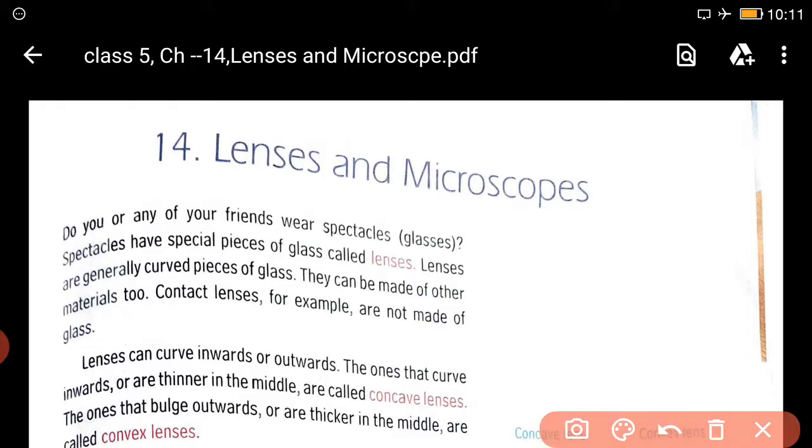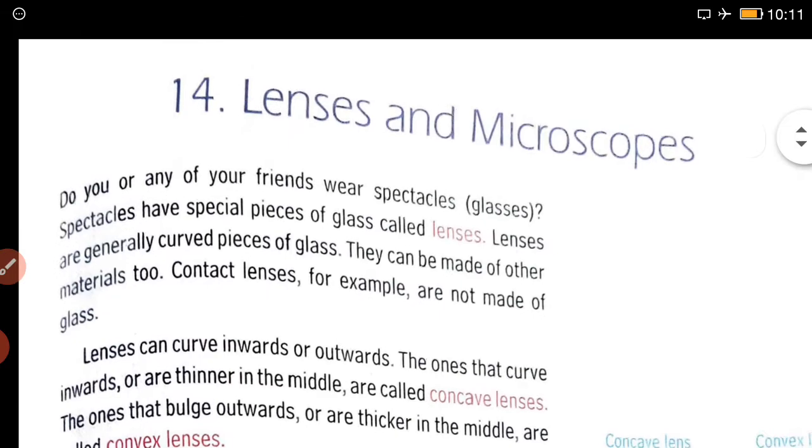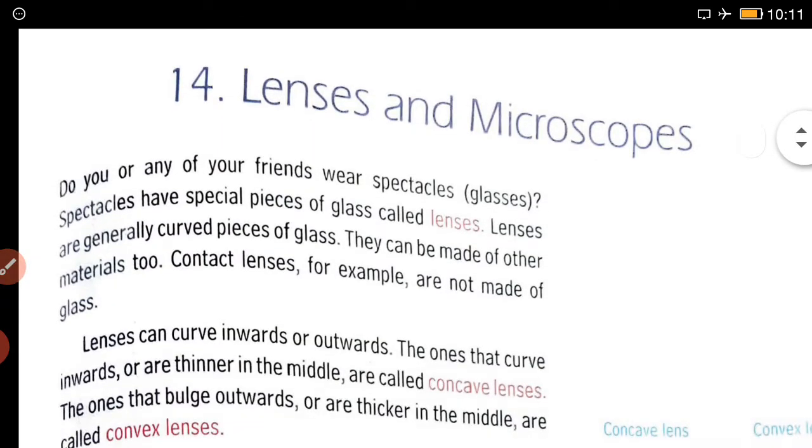Today, we will start a new chapter, chapter 14, Lenses and Microscope. So, first of all, we will read the chapter. So, let's begin. Do you or any of your friends wear spectacles, glasses?